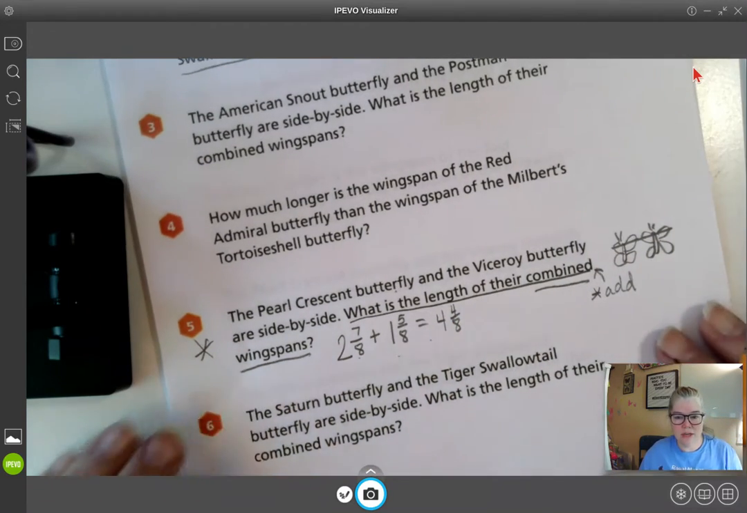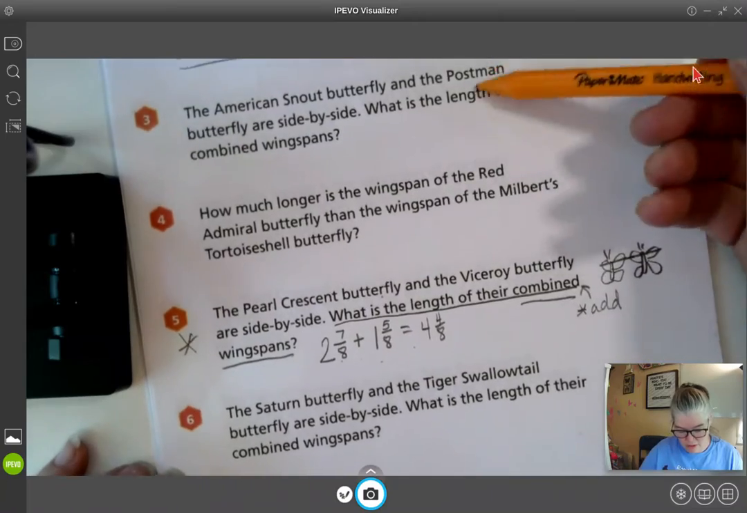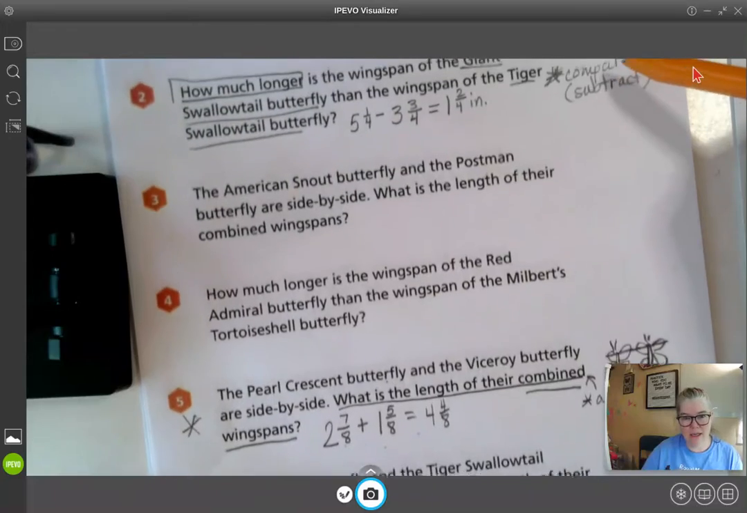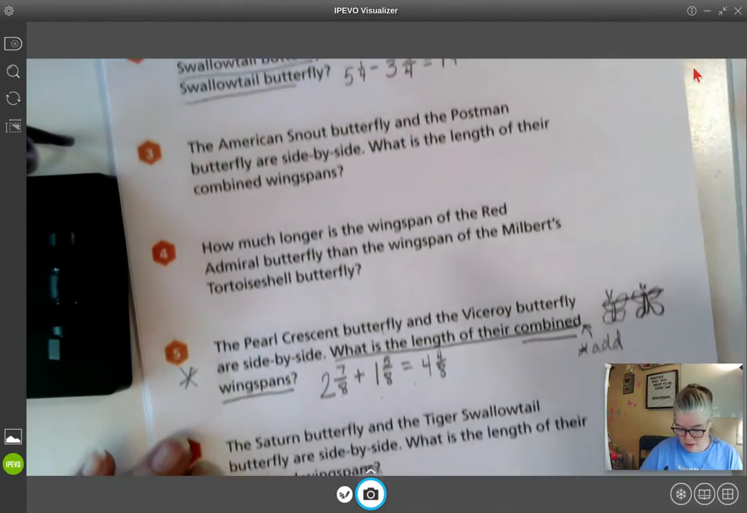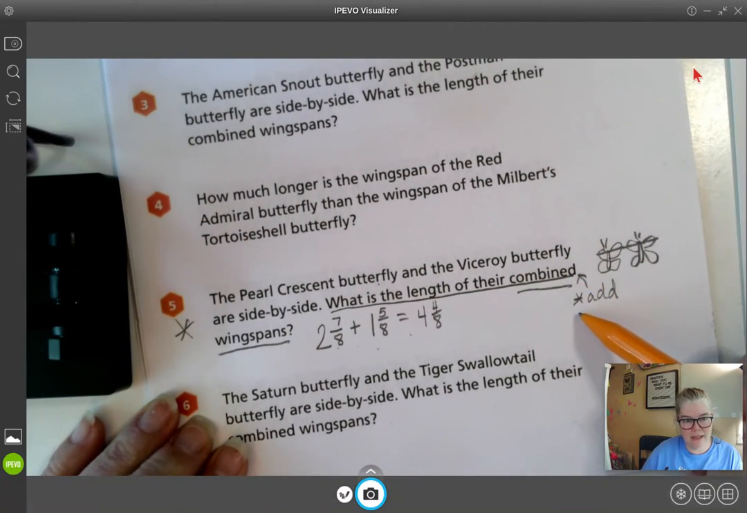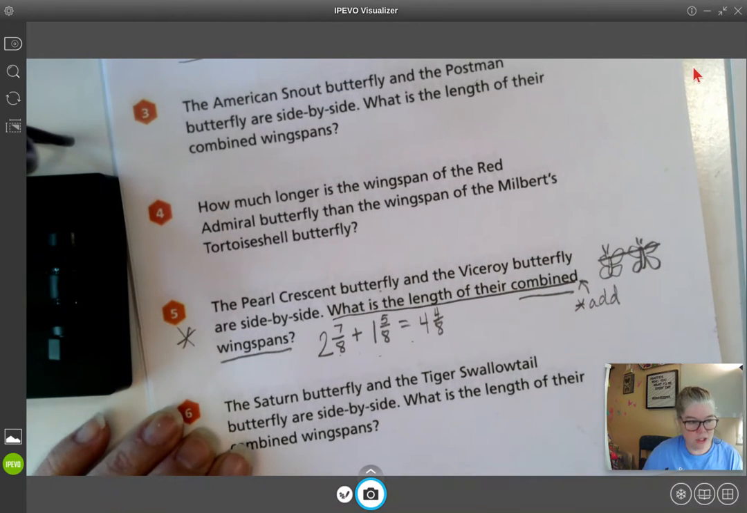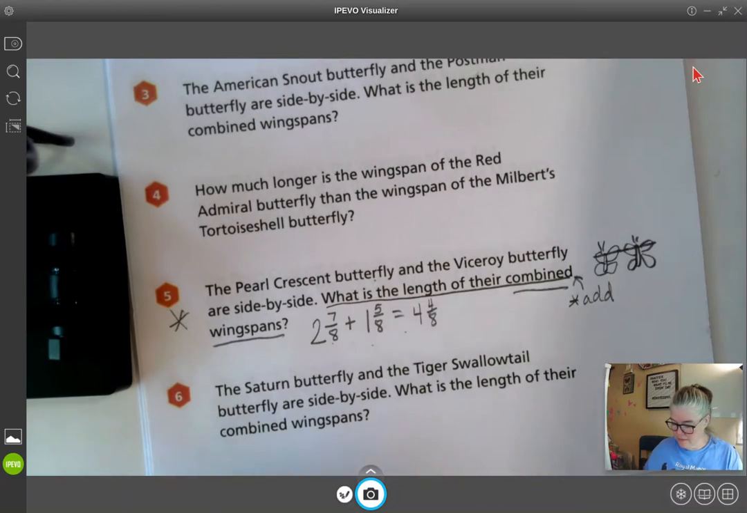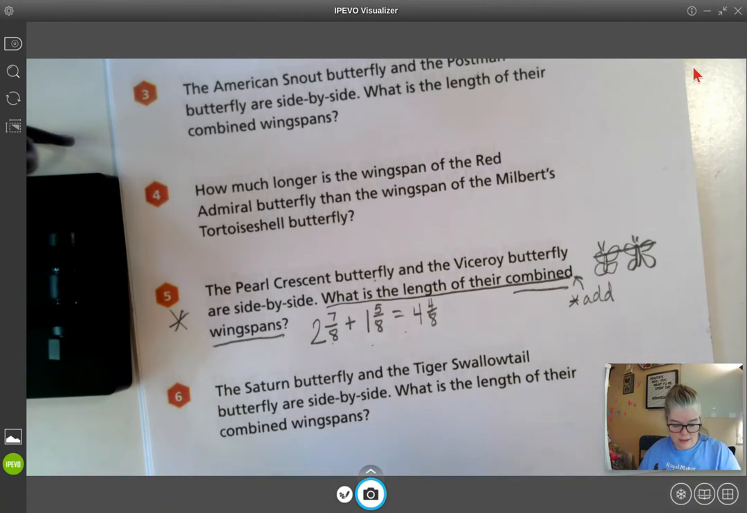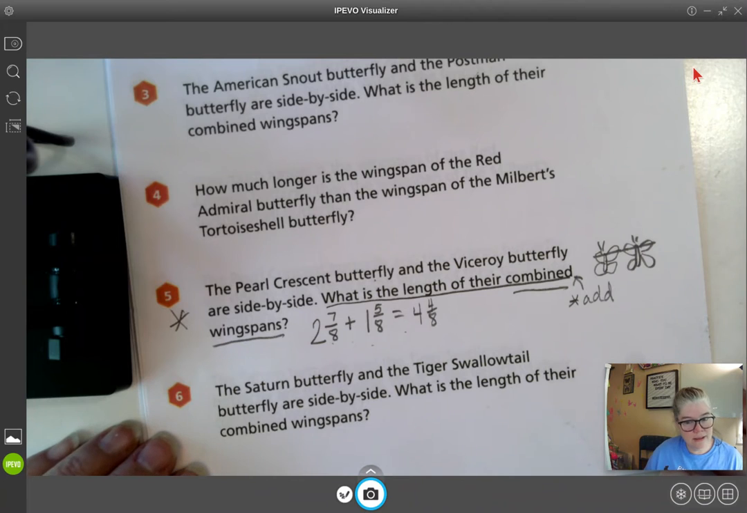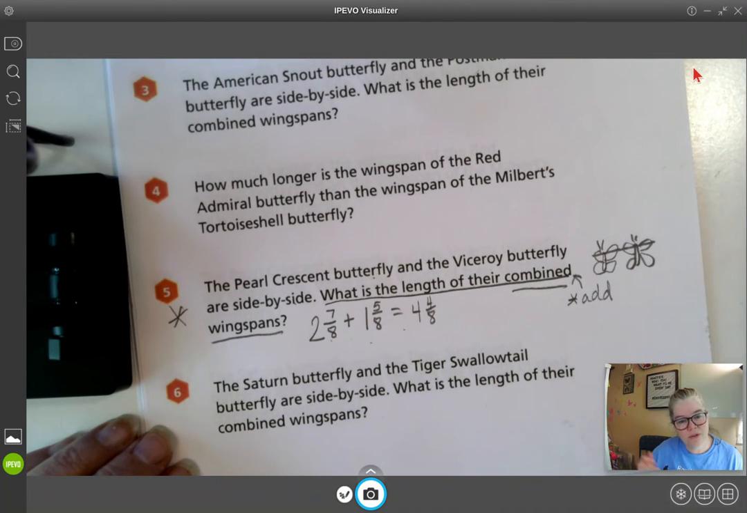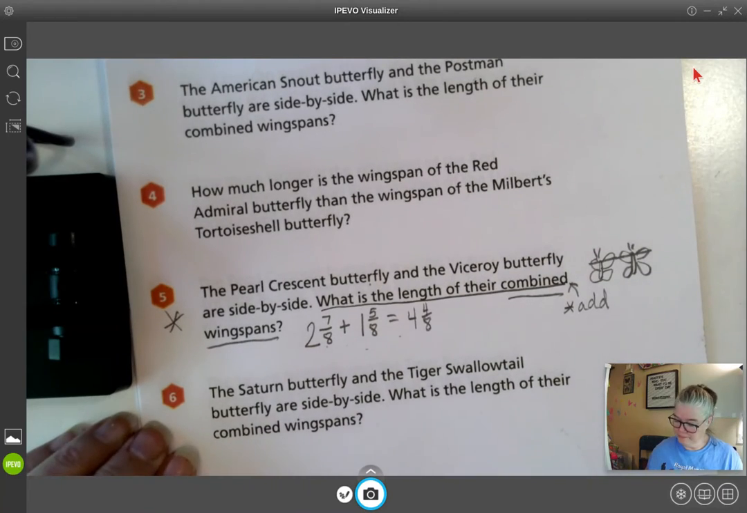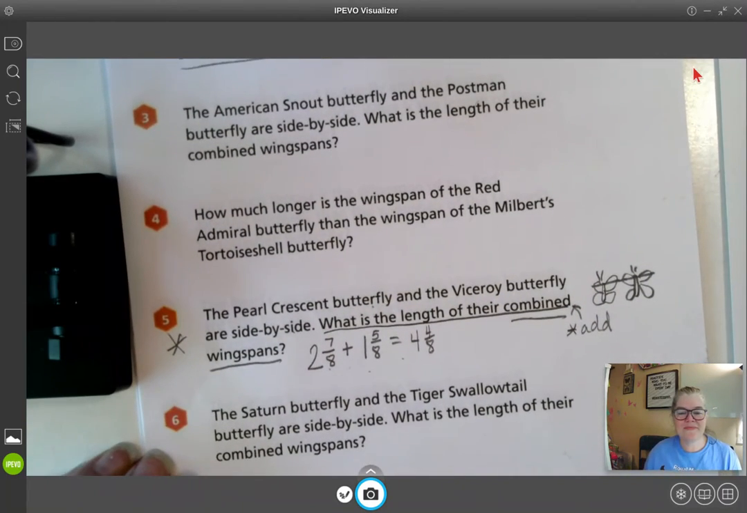All right, so make sure as you work on the other problems, the 3, the 4, and the 6, that you are looking to see, am I comparing? Do I need to subtract? Or am I combining? Do I need to add? Be very careful to look at the question and see what math action they want. So go ahead and pause the video and try numbers 3, 4, and 6, and then play the video and I'll show you how to do the rest. Make sure you try them first on your own. Go ahead and pause. Good luck.